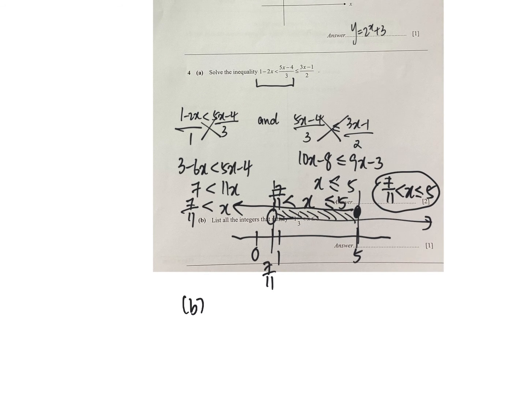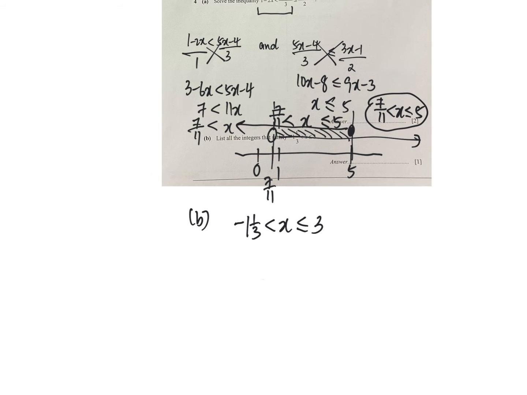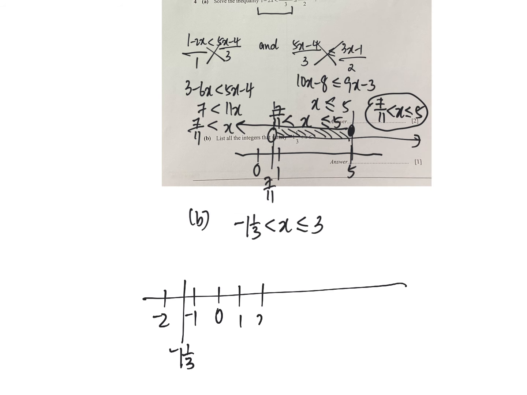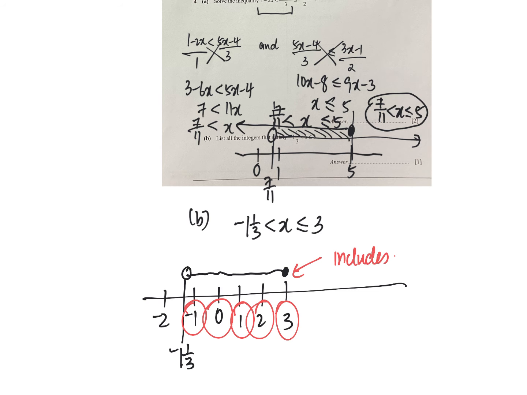Okay, part B is minus 1 and 1/3, including 3. So if I put this on the number line, minus 1 and 1/3 is here. If it's not in order, will you penalize? It's okay. So what are the integer values? Minus 1, 0, 1, 2, 3. Because this includes. I didn't miss out minus 1 this time. So all the points.